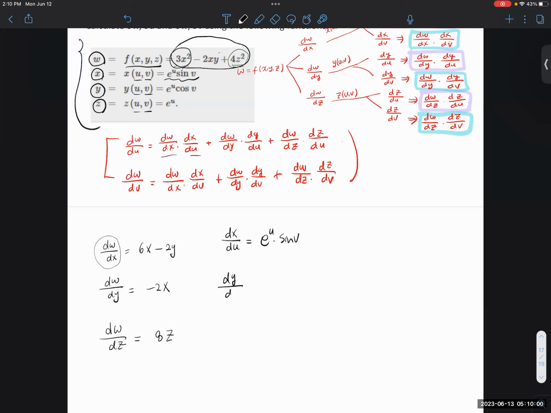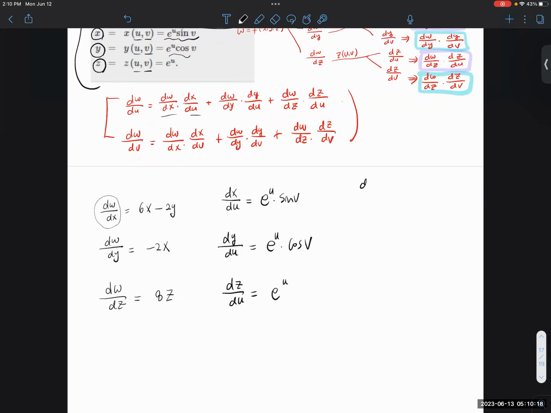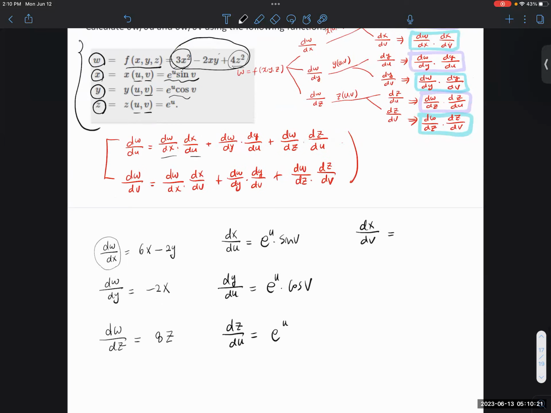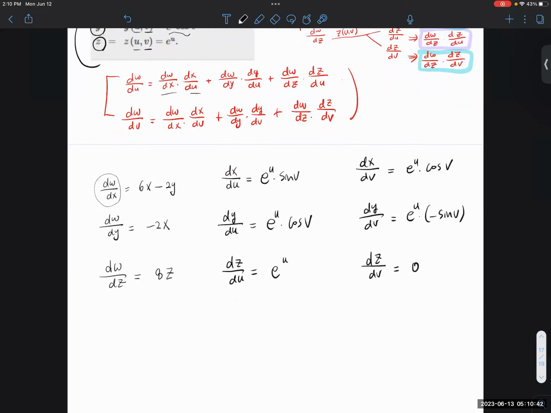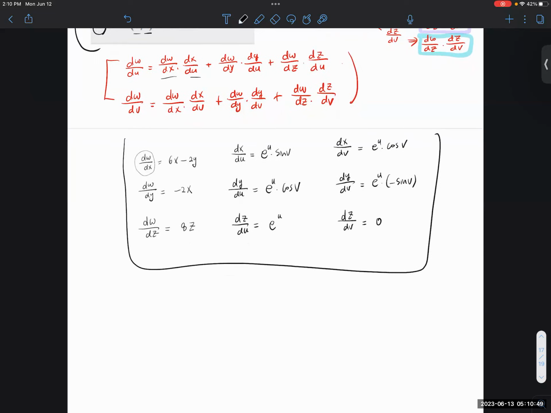Now, next one, dy over du. So in the y equation, you have e to the u cosine v. And then last one, dz over du. What happened? Just e to the u. Keep going. dx, now dv. What happened? For v, e to the u is a constant now, and sine becomes cosine v. dy over dv. E to the u is constant, cosine v will be negative sine v. dz over dv, it's going to be 0. So we have this information. Are you following? So this is all you need to find out each one.